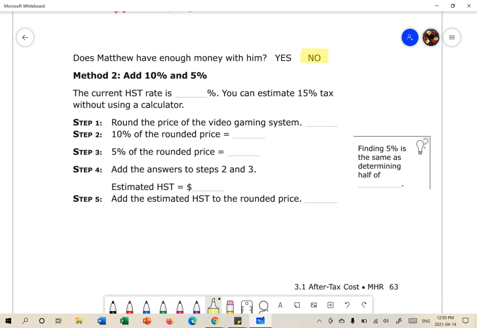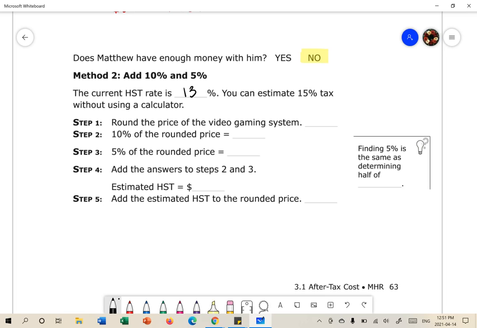In method 2, we can actually add 10% and 5% to estimate our HST amount. So the current HST rate is 13%, but it's easier for us to work with 10s and 5% instead of 13%. So step 1, round the price of the video gaming system.